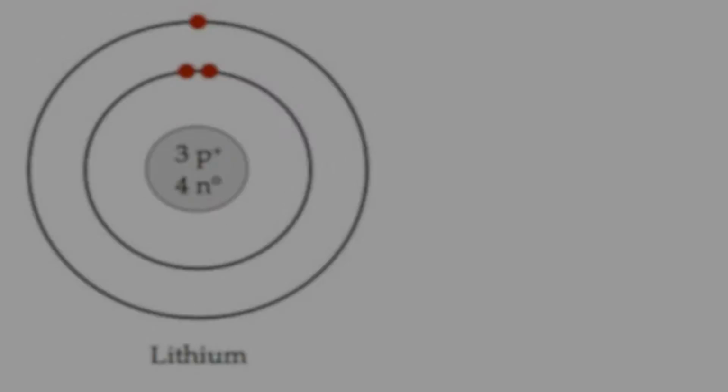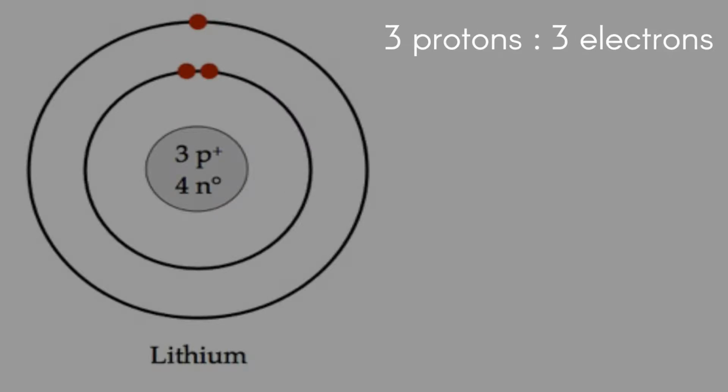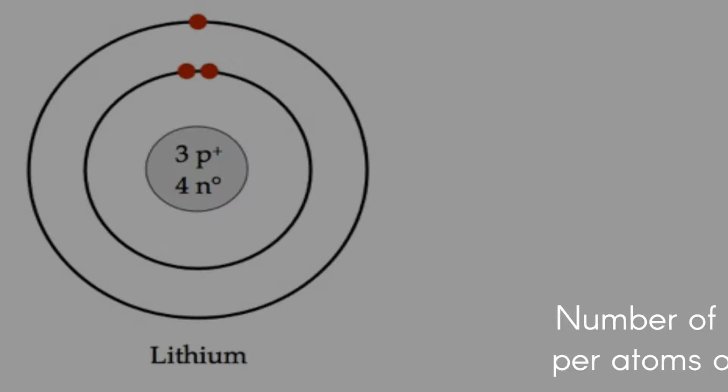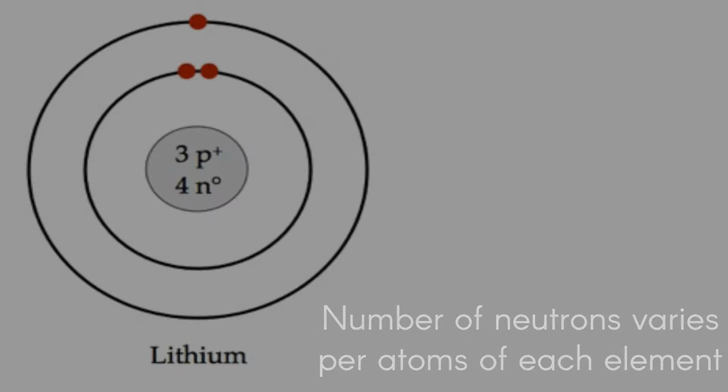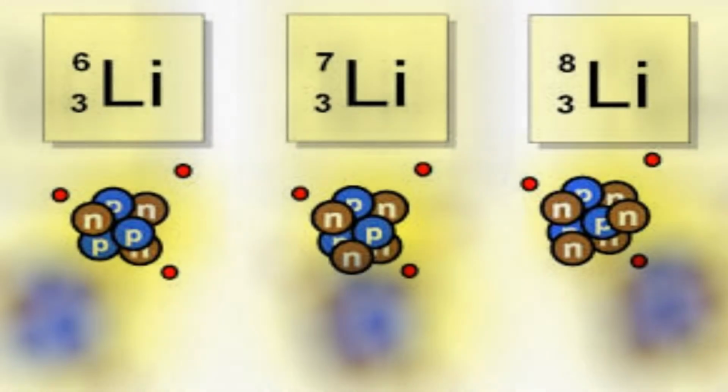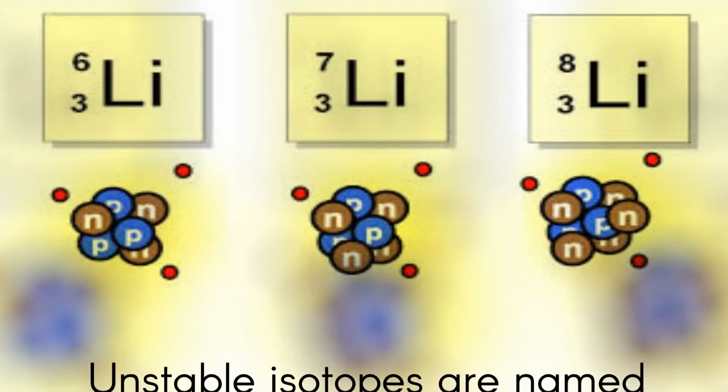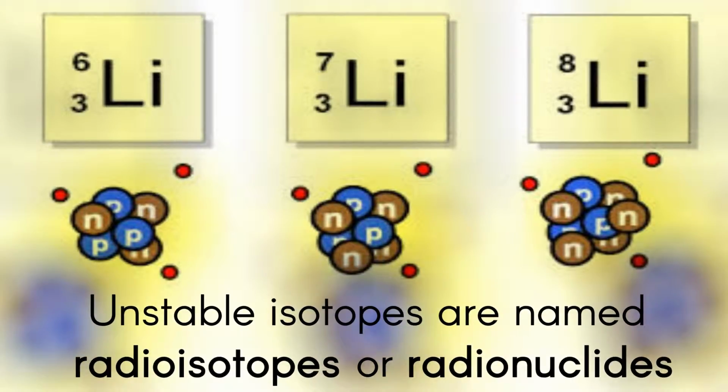By taking a closer look, it is possible to see that the basic atom is comprised of a stable configuration which consists of an equal number of protons to electrons. The number of neutrons varies per atoms of each element. Atoms of an element with the same number of protons and electrons but a different number of neutrons are named isotopes. Many isotopes tend to be stable, however, there are exceptions. These would be radioisotopes or radionuclides.